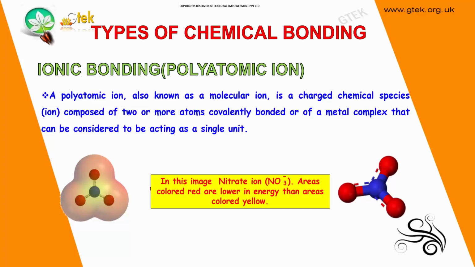Now we'll talk about ionic bonding, and the topic is polyatomic ions. A polyatomic ion is also known as a molecular ion. It is a charged chemical species composed of two or more atoms which are covalently bonded, and is considered a single unit. In this image of the nitrate ion, the areas colored red are lower in energy than areas colored yellow.